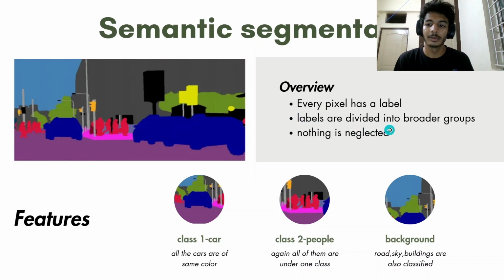And labels are divided into broader groups. Like it's a larger label, like background. You can see the building is one label, sky is one label, road is one label, car is one label. And nothing is neglected in the image. Everything is considered, and each and every pixel is labeled.